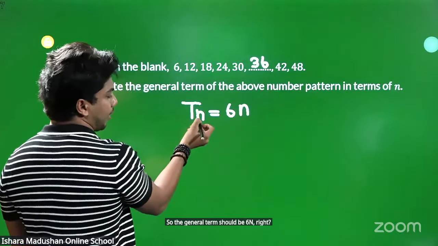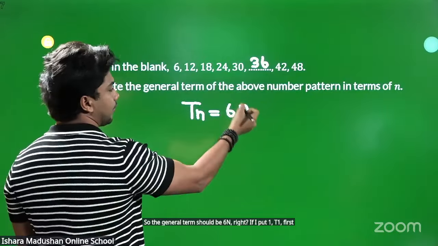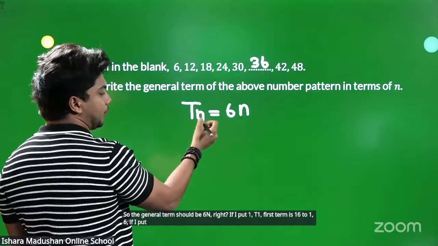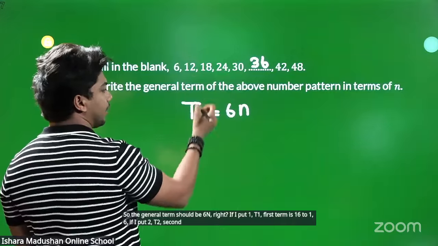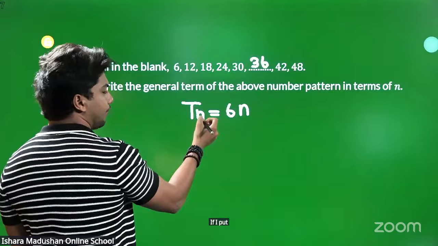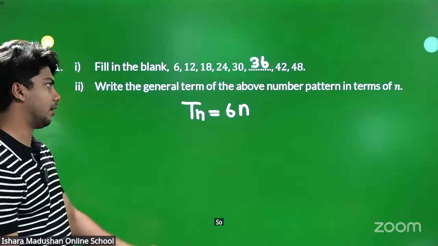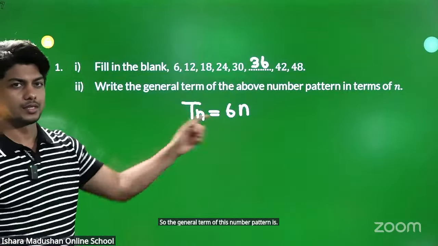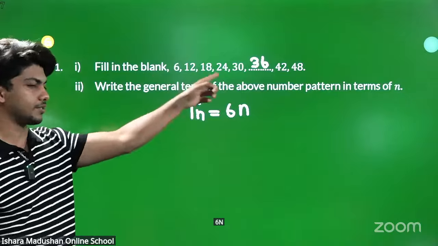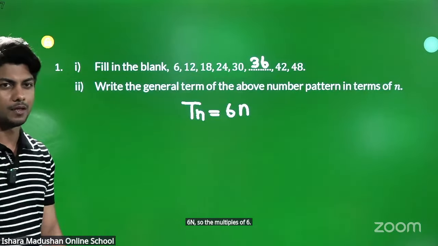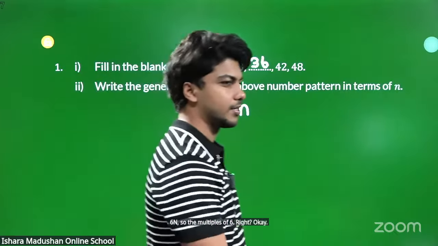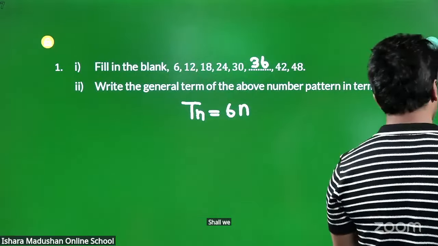If I put 1, T1, first term is 6 into 1, 6. If I put 2, T2, second term, 6 into 2, 12. If I put 4, T4, fourth term, 6 into 4, 24, like that. So the general term of this number pattern is 6n. So the multiples of 6, right? Okay. Shall we go for the second question?